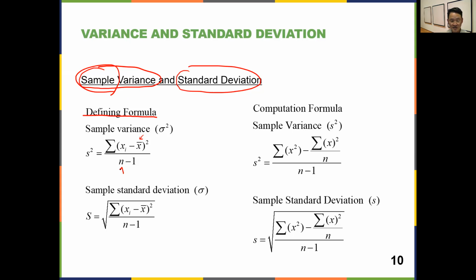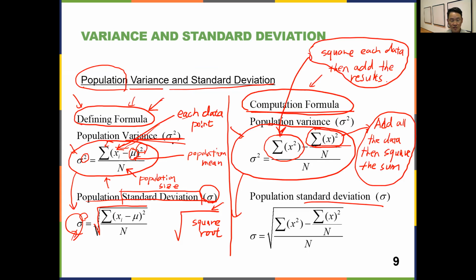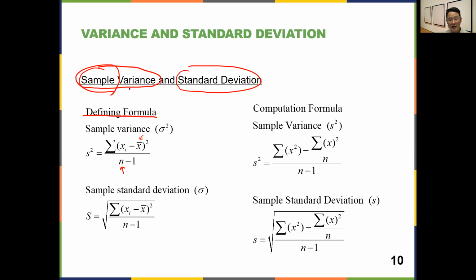Instead of uppercase N, we use lowercase n. However, if you go back to the previous, when you divide at the end, it was all n only, never n minus 1. It was all n for population. But for sample, you always divide by n minus 1 at the end.